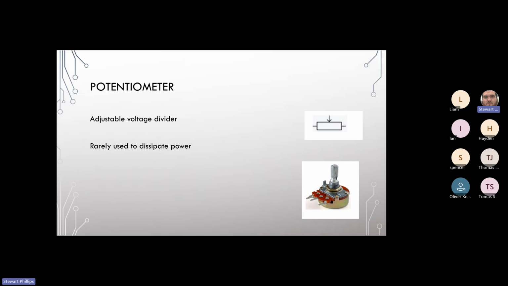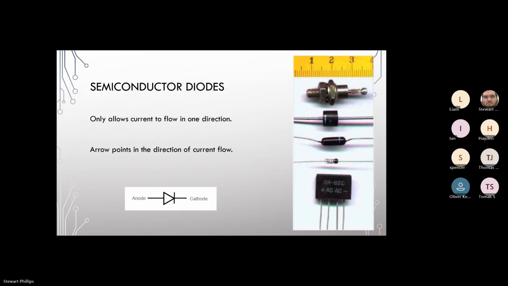They're often commonly referred to as pots. So if you ever have to replace them, the general term for them is pots, especially when you work in live audio with old school amplifiers and valve amps.